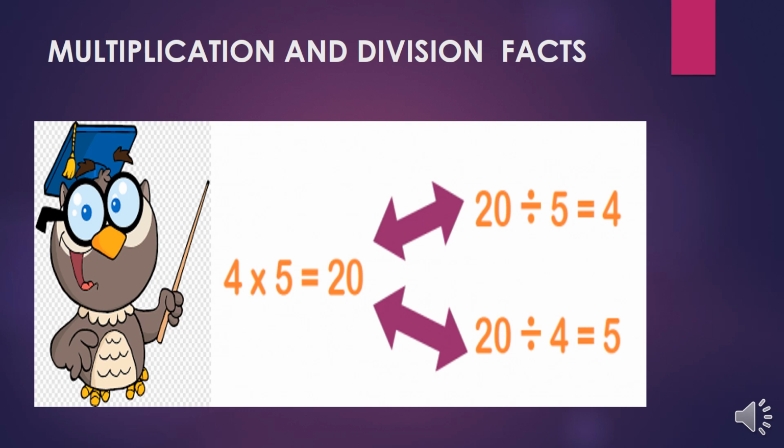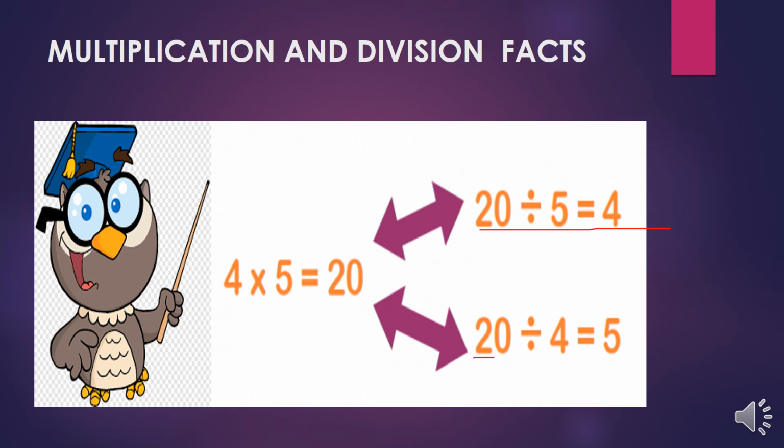Like the first equation, from the multiplication equation you can make 20, the total number, divided into 5, which is a group of 5, and equal to 4 groups. How many groups will you get? 4 groups. So the first equation which you have made is 20 divided into a group of 5. This is the first equation, and which is equal to 4.